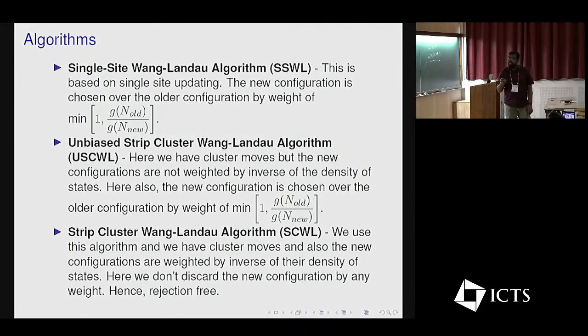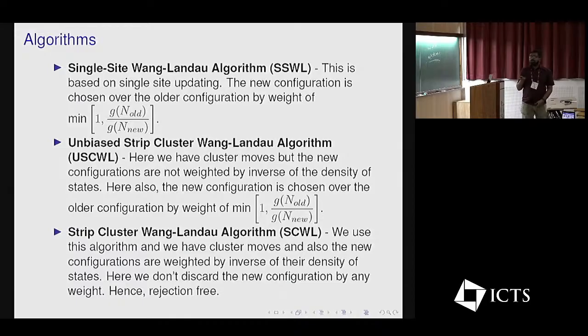So for the algorithm that we use to sample this hardcore lattice gas, we have 3 algorithms. The older and traditional algorithms are the single site Wang-Landau algorithm and the unbiased strip cluster Wang-Landau algorithm. In the single site algorithm, you update one single site at a time. Whereas in the unbiased strip cluster, you have a cluster and you want to fill the particles in the cluster. And in both algorithms, a new configuration is weighted over the older configuration by minimum of 1, comma, g old by g new, where g is the density of states.